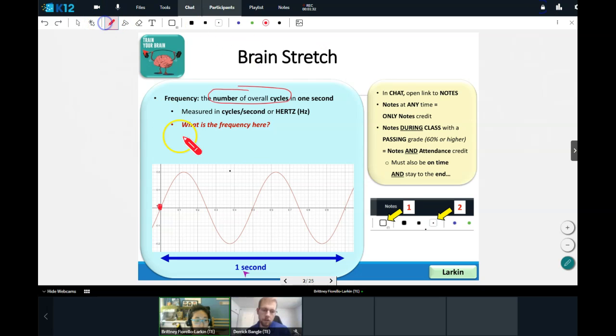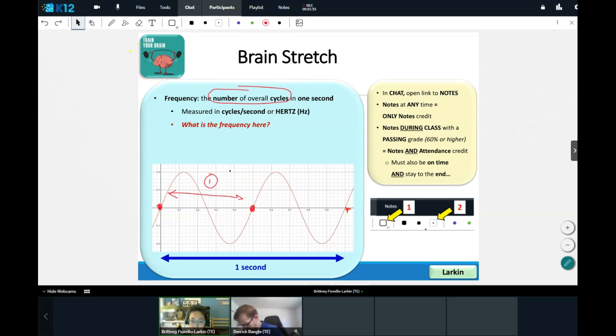Yeah, awesome. I do see you had the correct answer, right? So this is the end of our first wave, right? So from here to here is our first wave. Go ahead and now show me up on the board again, where would be the end of our next wave? Again, find a top and a bottom bump and tell me where would be the end of our next wave.